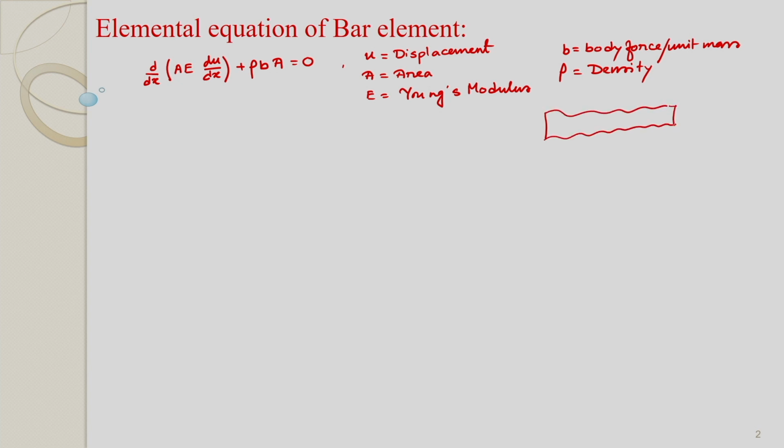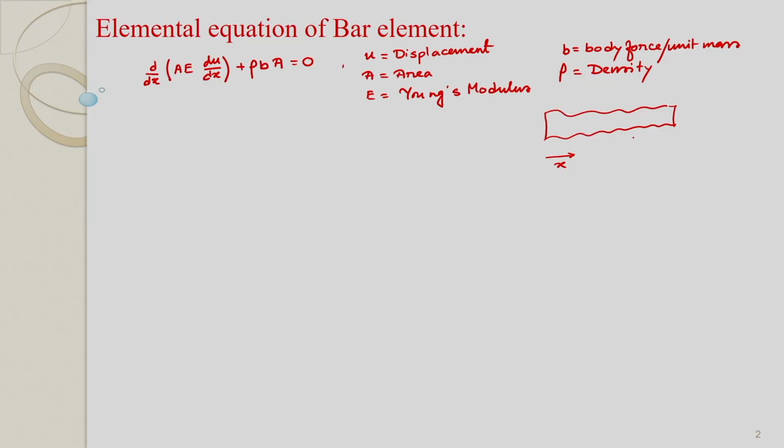Where it is the bar in x direction which is subjected to a body force in x direction, and this displacement, area, can be function of x also, and area and Young's modulus, also density can be function of x for the most general problem, and we want to find for a given loading what is the displacement at every point of the bar. Other than body force, there can be point load also.